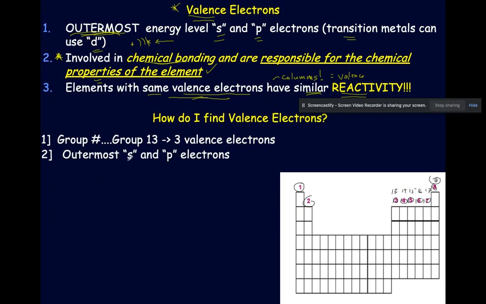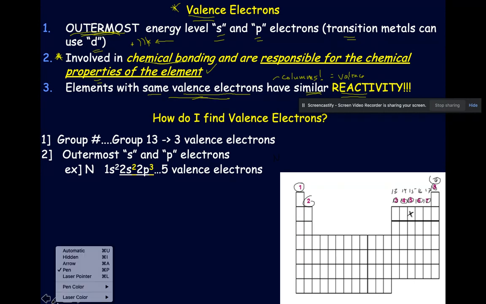Okay, number 2, it's the outermost S and P when you combine them. So really important. Let's just say you are 1s2, 2s2, 2p3. Here's nitrogen. Nitrogen would be atomic number 7, so nitrogen would be right here. If you take a look at this diagram, nitrogen is the P3 section. You would say the S and the P together would give you 5.